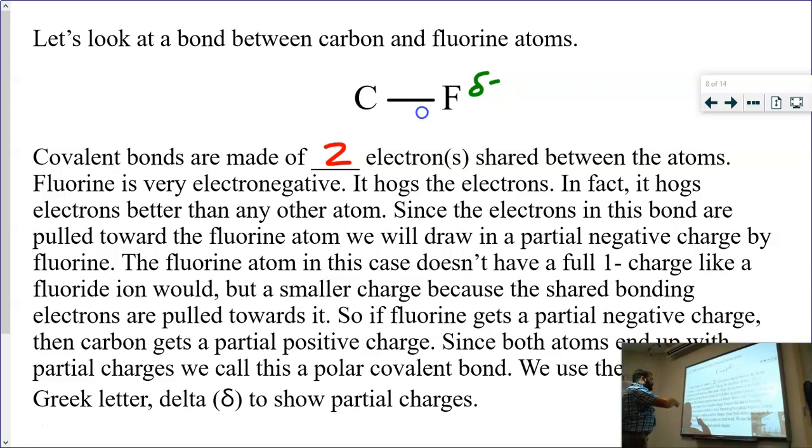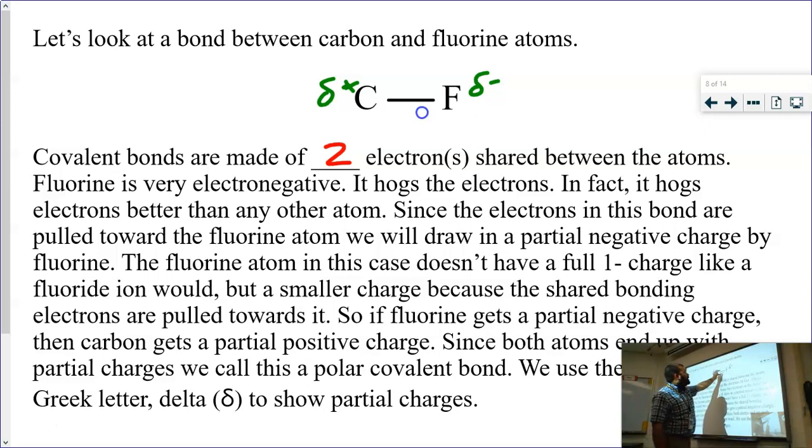And you can see this in my sentence too, right? So the fluorine atom in this case doesn't have a full 1 minus charge like a fluoride ion would, but a smaller charge because the shared bonding electrons are pulled towards the fluorine. So if fluorine gets a partial negative charge, then the carbon gets a partial positive charge. Okay, remember, this is a neutral compound, right? Anytime we make these compounds in chemistry, we make them neutral. The charges cancel out or balance out. So if fluorine is partially negative, the carbon on the other side must be partially positive.